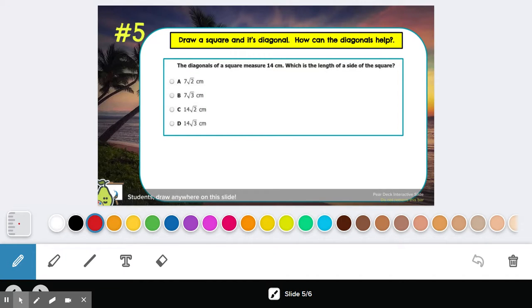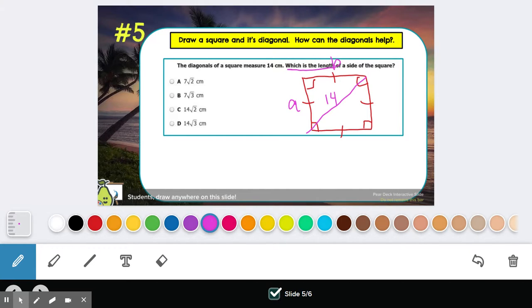The diagonals of a square measure 14 centimeters, which is the length of the side of the square. So I don't have a picture. I'm going to draw one. I know in a square, all my sides are equal and all my corners are right. And then I know I have a diagonal, and the diagonal is 14. What is the length of the sides of the square?